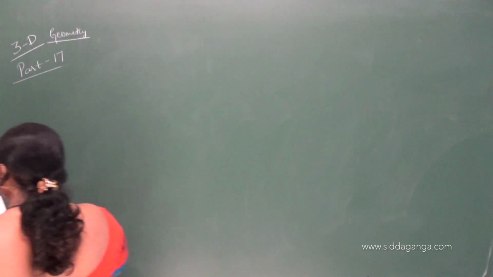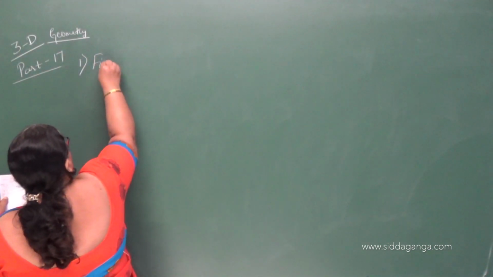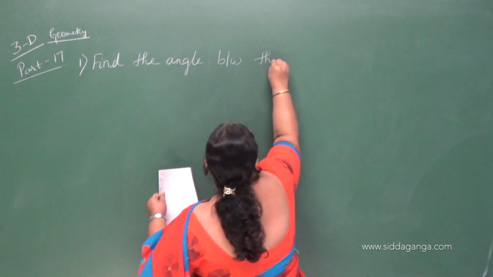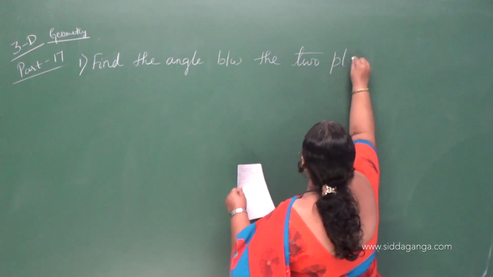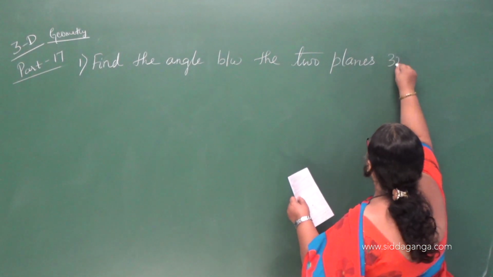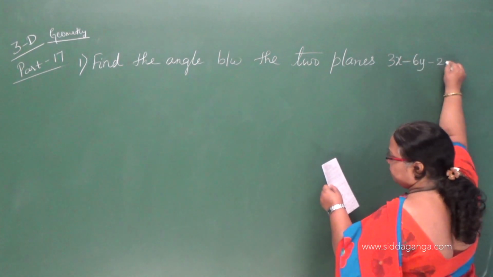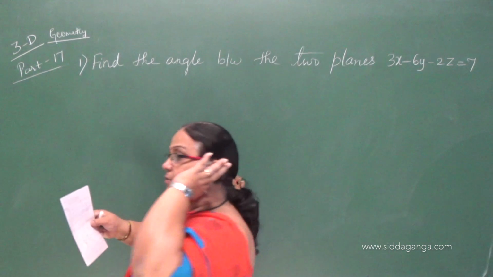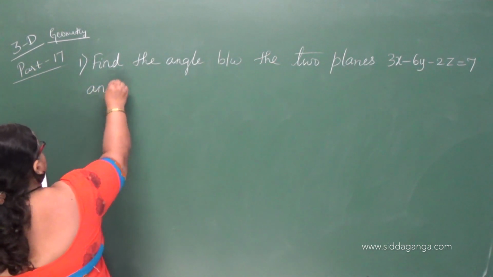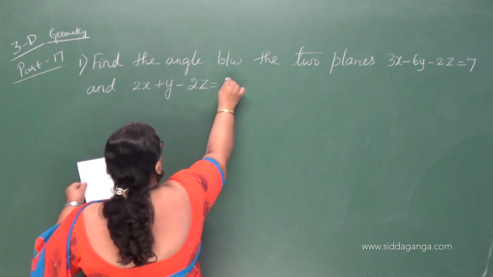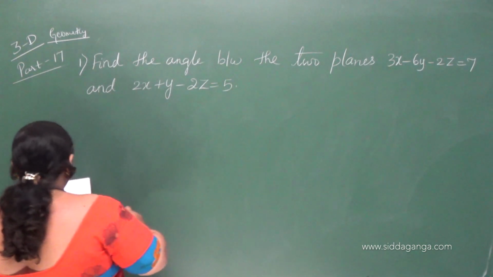So now find the angle between the two planes 3x minus 6y minus 2z equal to 7, and another plane is 2x plus y minus 2z equal to 5. We have to find it using the vector method.